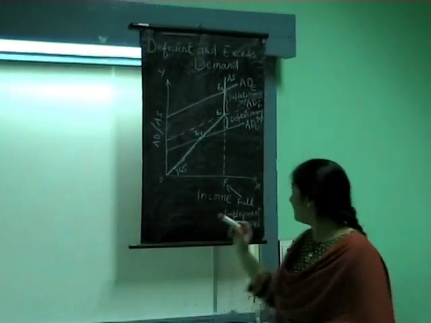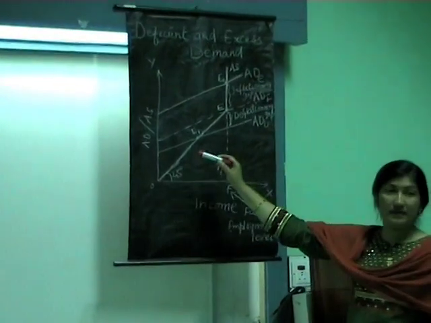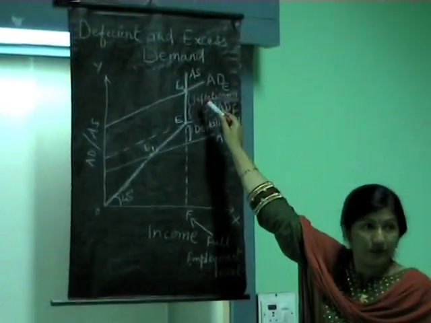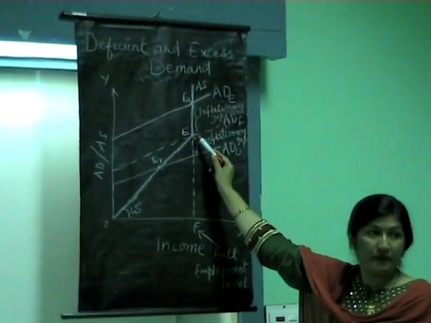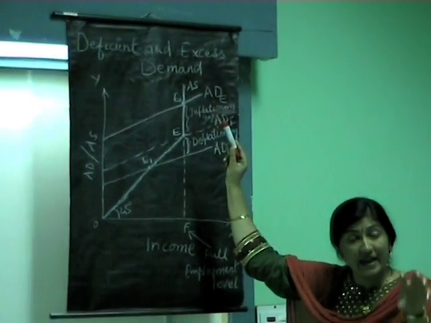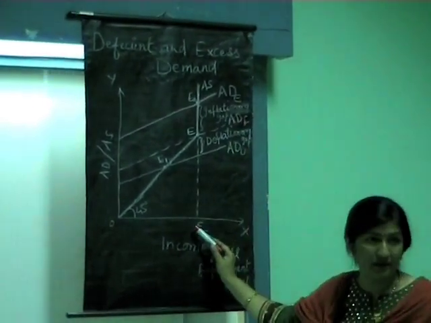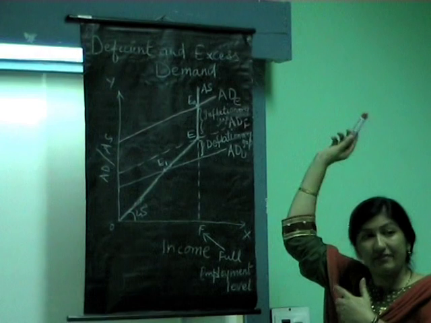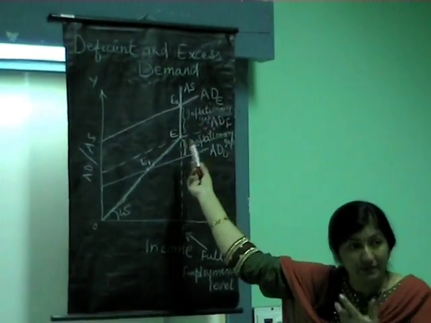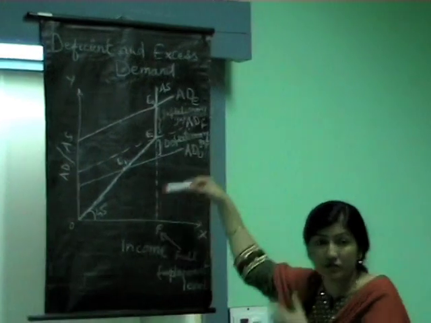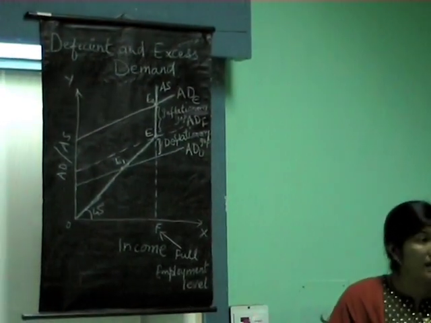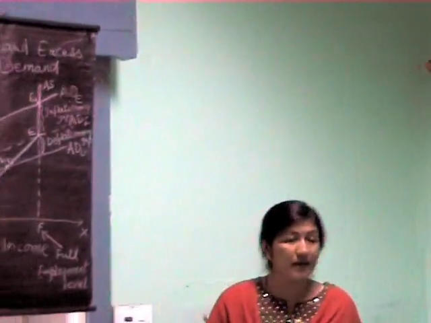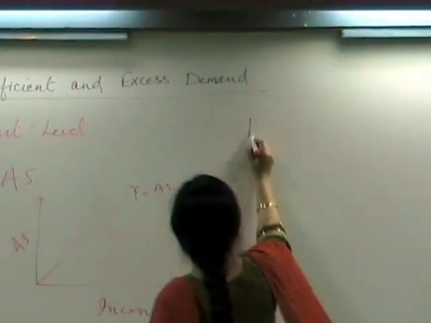Is it clear? Then next, supposing the second thing happens, that your AD and AS meet at point E2. Okay? It is not at E. What is the aim of every economy? To make AD and AS meet at full employment. But it is not happening. It is happening beyond, above, somewhere at a higher level of output where AD and AS are meeting each other. Then what is the situation created at full employment level? Obviously, your aggregate demand will be more than aggregate supply. So that is the situation of excess demand.